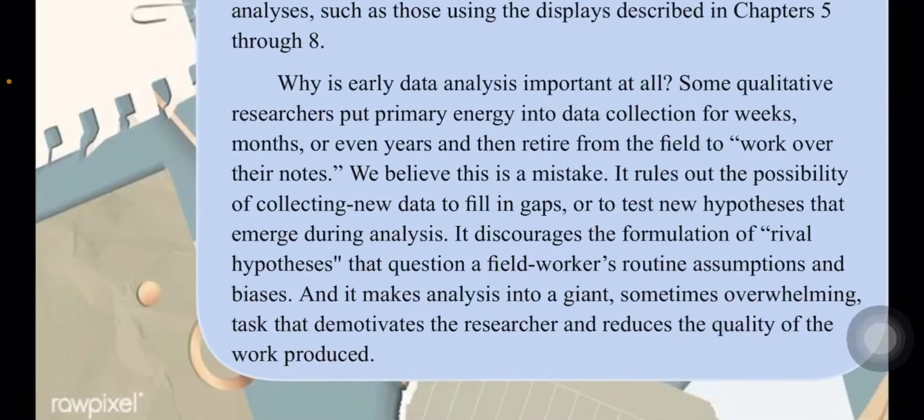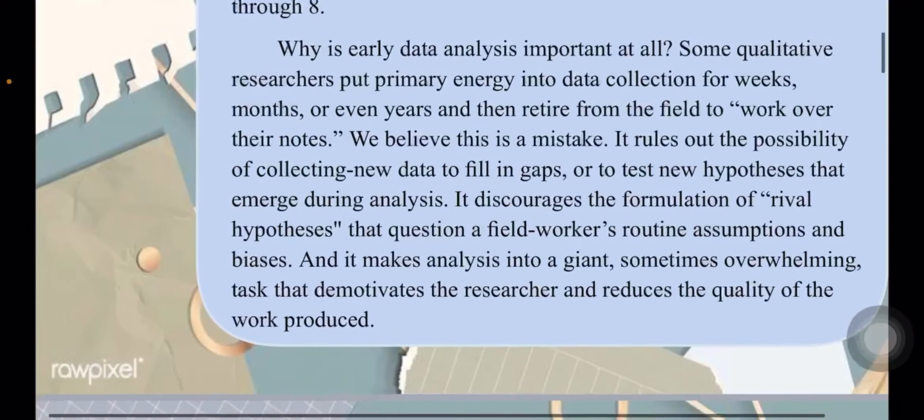It rules out the possibility of collecting new data to fill in gaps, or to test new hypotheses that emerge during analysis. It discourages the formulation of rival hypotheses that question the fieldworker's routine assumptions and bias. And it makes analysis into giant, sometimes overwhelming tasks that demotivate the researchers and reduce the quality of the work.